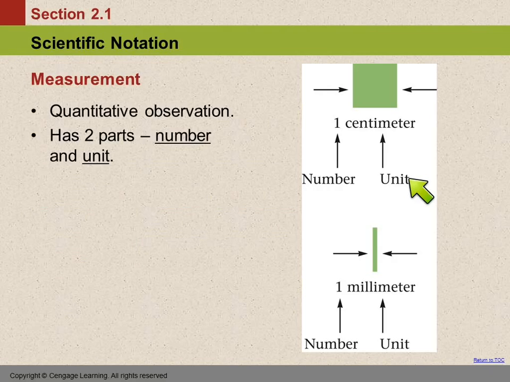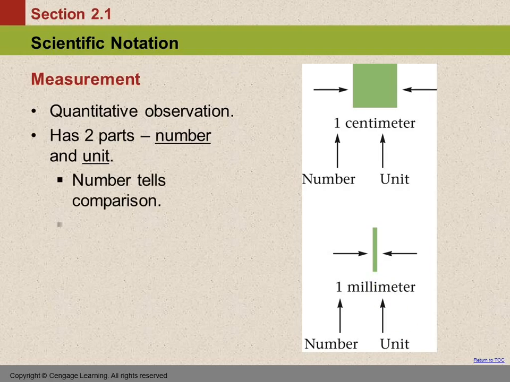In this example over here, this little green square, we're measuring the width of it. The width is 1 centimeter. 1 is the number, centimeter is the unit. Here, this is a skinnier green rectangle: 1 millimeter, again, a number and a unit. It's important to have both parts. The number gives us a comparison, and the unit tells us the scale.